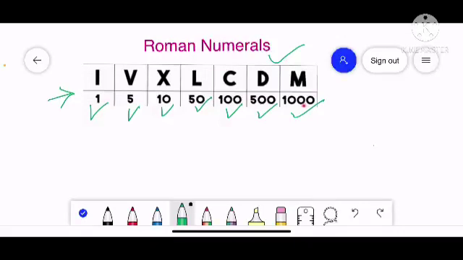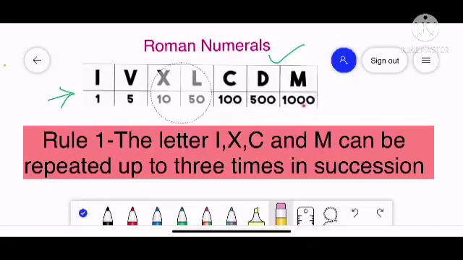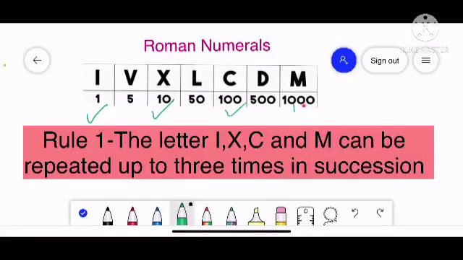For writing Roman numerals, 4 rules are to be followed. Rule number 1: the letters I, X, C and M can be repeated up to 3 times in succession to form numbers. It means we can repeat I, X, C and M, but we are not going to repeat V, L, D. We can repeat only 3 times, not more than 3.